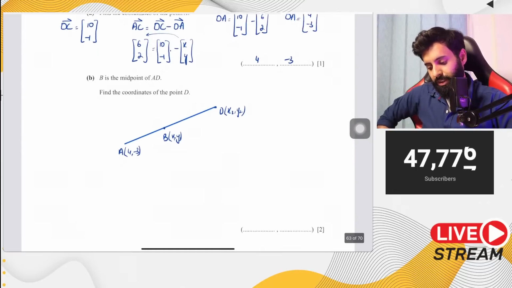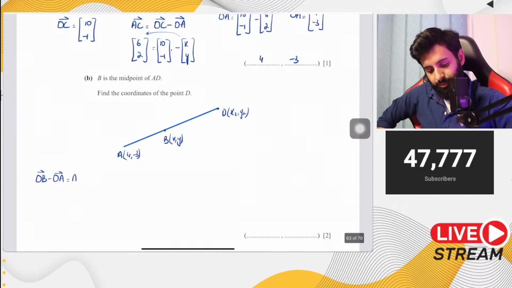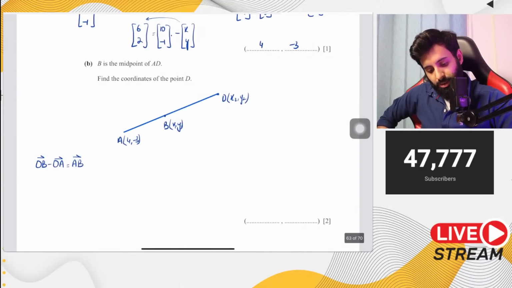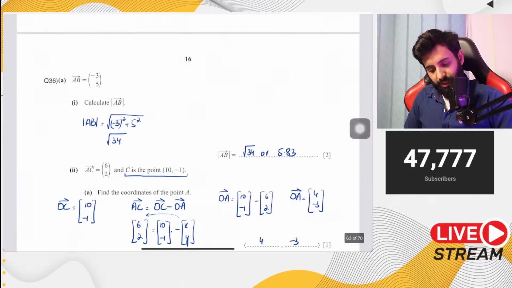So first things first, let's find out the coordinates of B. So how can I find out the coordinates of B? OB minus OA equals AB. OB को subject बना लेते हैं. You can do this using vectors as well. That's also perfectly all right. और आप इसको एक बिल्कुल सिंपल और देसी तरीके से भी कर सकते हैं.